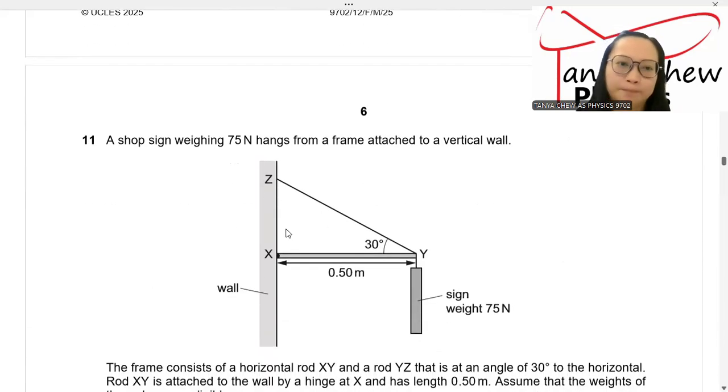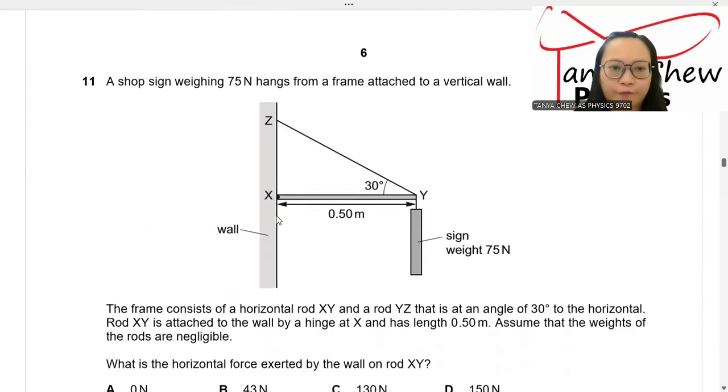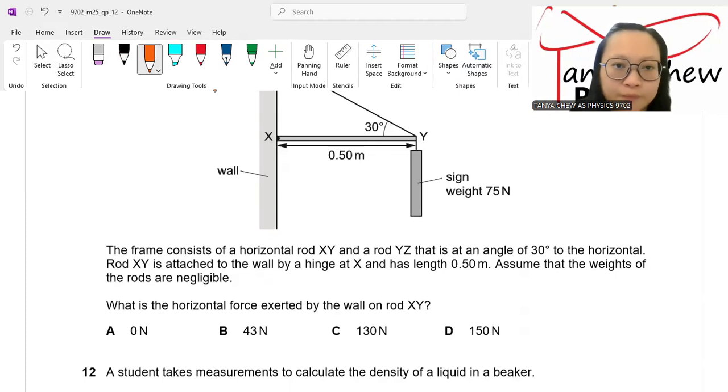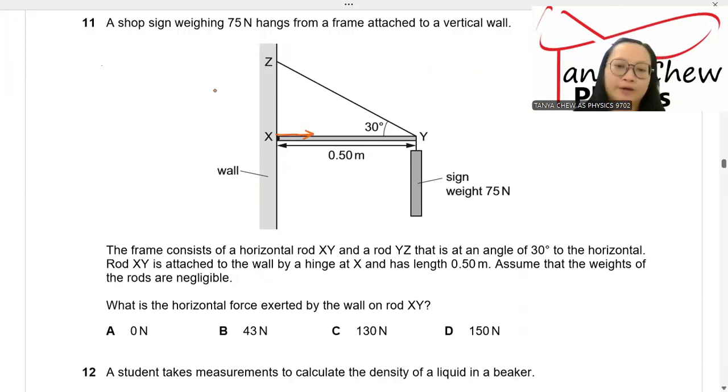Number 11: a shop sign weighing 75 newtons hangs from a frame attached to a vertical wall. The frame consists of a horizontal rod XY and a rod YZ that is at an angle of 30 degrees to the horizontal. Rod XY is attached to the wall by a hinge at X and has a length of 0.5 meter. Assume that the weights of the rods are negligible. What is the horizontal force exerted by the wall on rod XY? This is the one that they ask you to find here: the horizontal force by the wall.